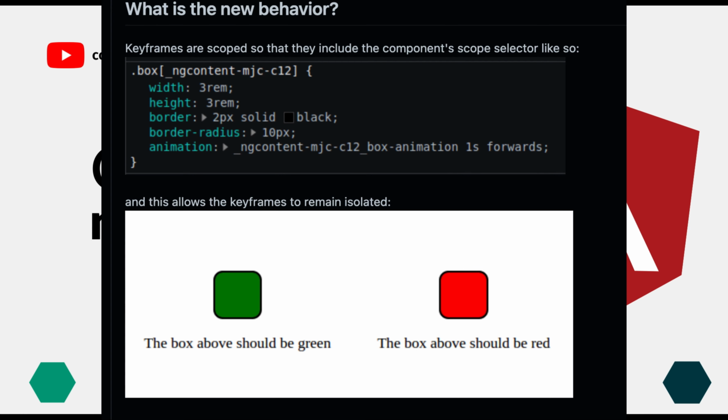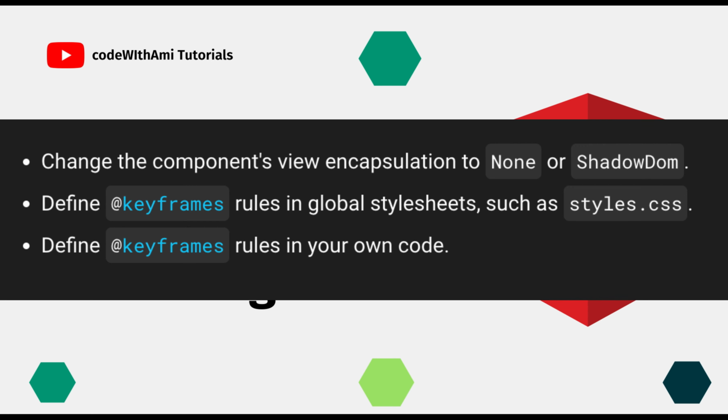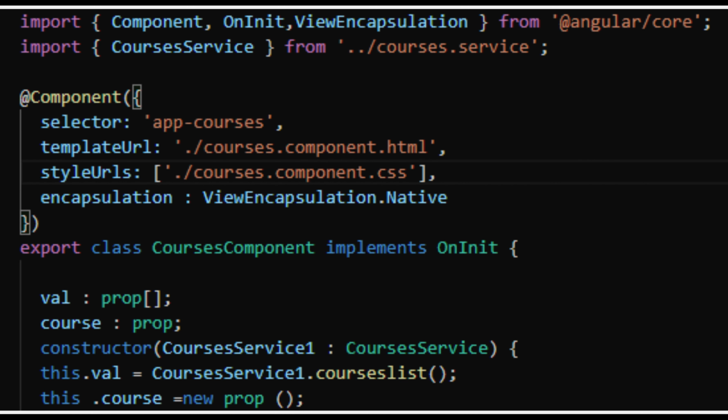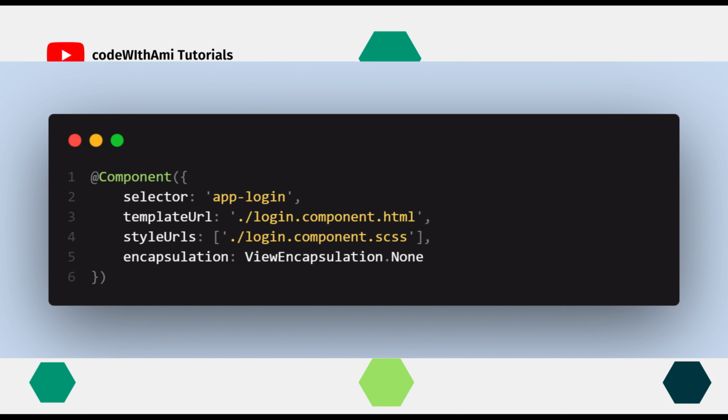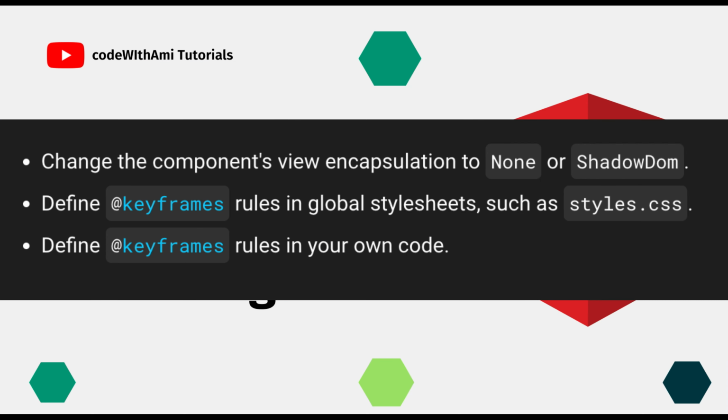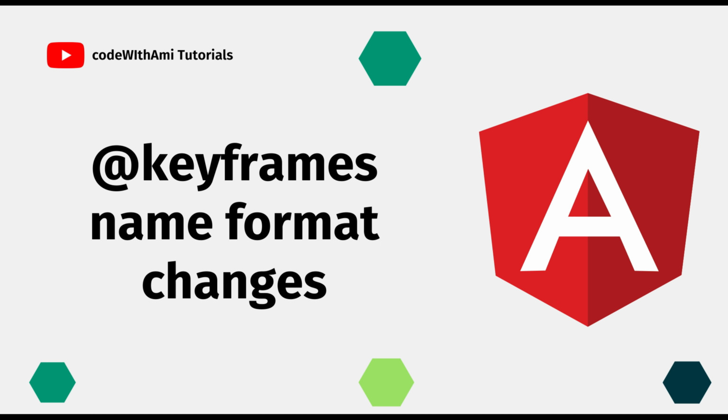So this change can break any TypeScript or JavaScript code that uses the name of a keyframe rule. To accommodate the breaking change, you can change the component's view encapsulation to None or ShadowDom, or define @keyframes rules in a global style sheet such as styles.css, or define @keyframes rules in your own code. So these are basically the solutions if you don't want to break the application.